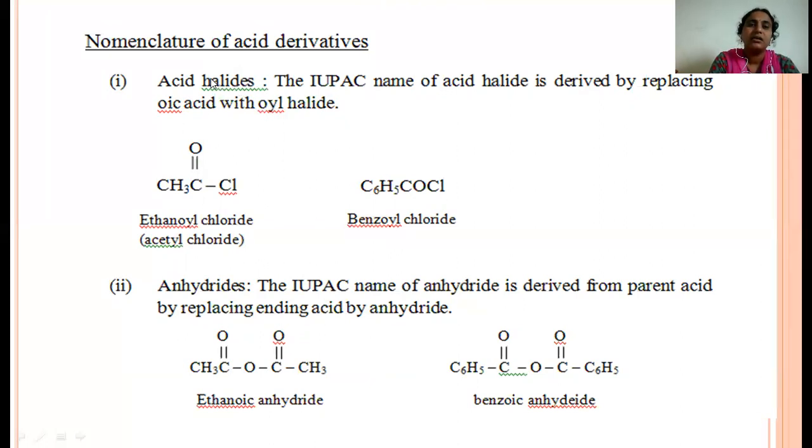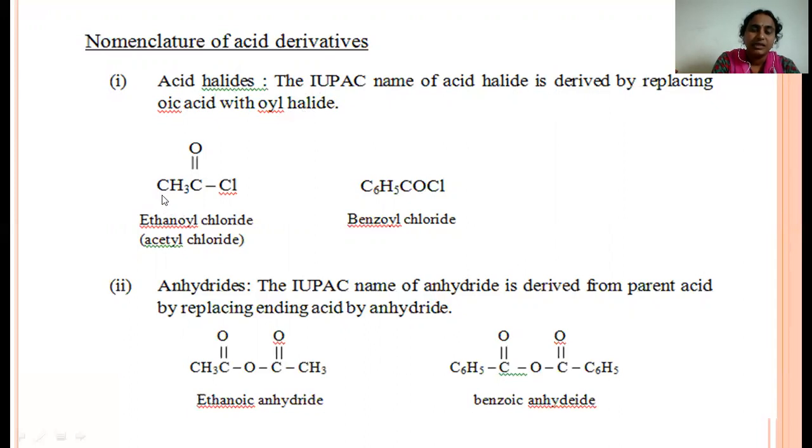So let us see the IUPAC nomenclature of these compounds also. Whenever we are writing the IUPAC nomenclature of the acid halide, we have to replace the "oic acid" with "oyl halide". Wherever "oic acid" is present in the carboxylic acid, that word we have to replace with "oyl halide".